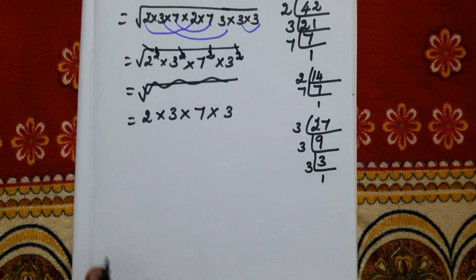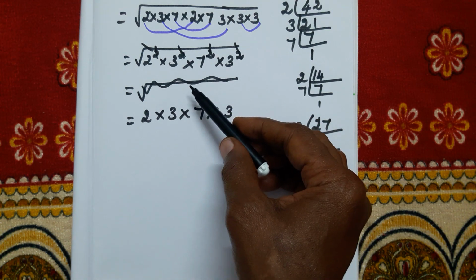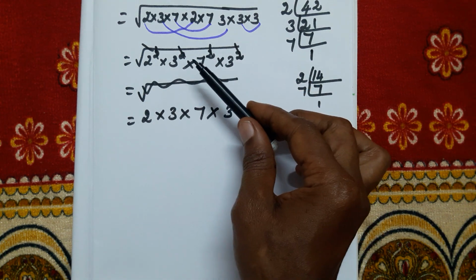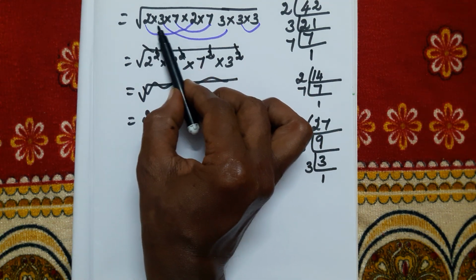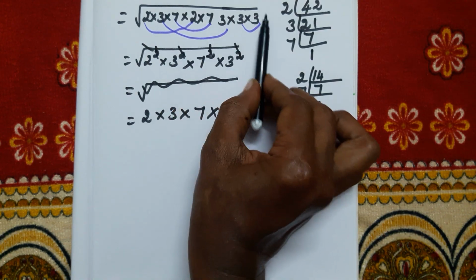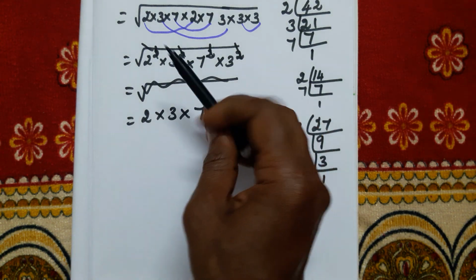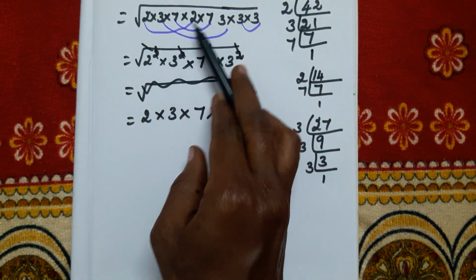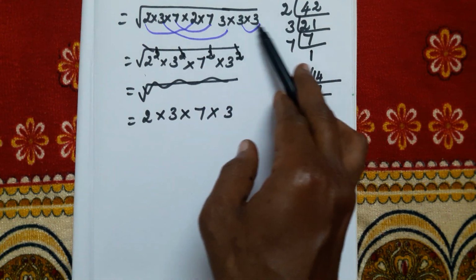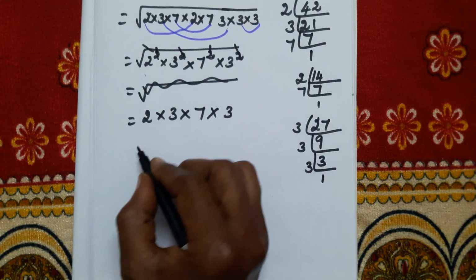Is it clear? Multiplying first and then factorizing is difficult, so before multiplying, factorize. 42 is 2 into 3 into 7. 14 is 2 into 7. 27 is 3 into 3 into 3. Take the pair numbers together: 2 square, 3 square, 7 square, 3 square. So we get 2 into 3 into 7 into 3.